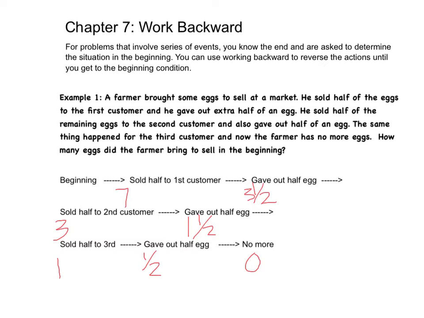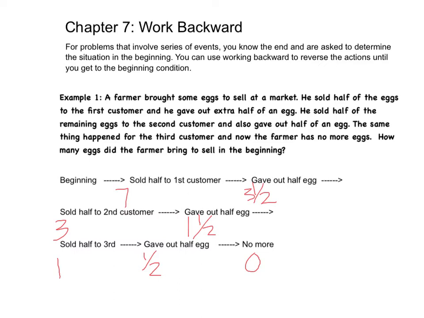You can always check your answer by following the sequence of events. So now we believe that the answer is 7. So let's see if that's true. So he started with 7. He sold half to the first customer. That means he sold 3.5 eggs. And then at that point, he should have 3.5 eggs left.